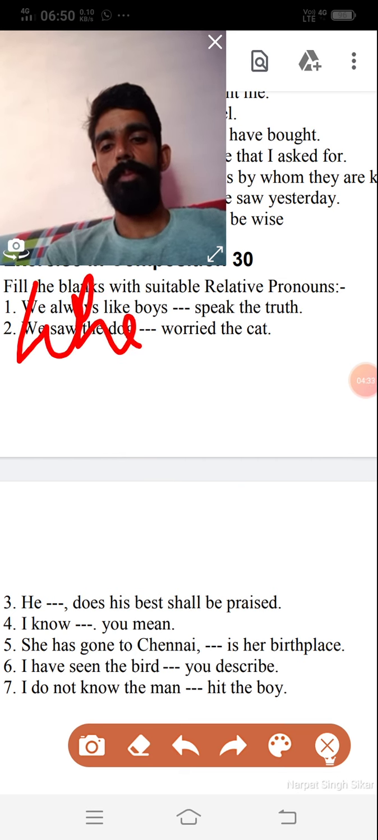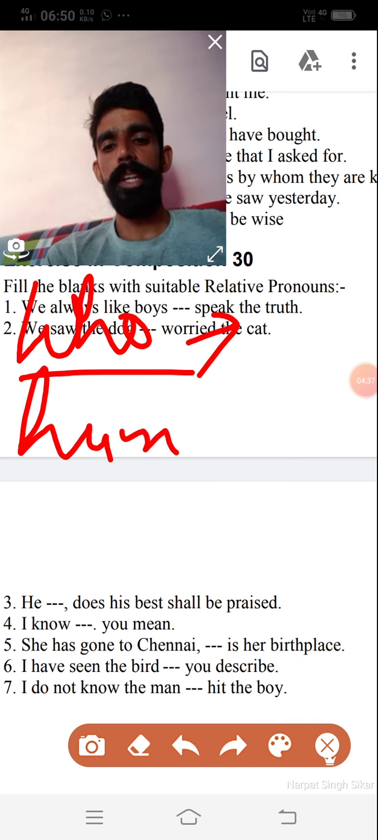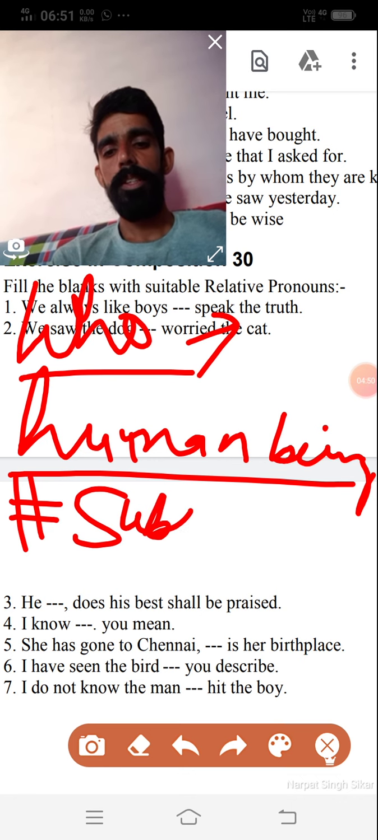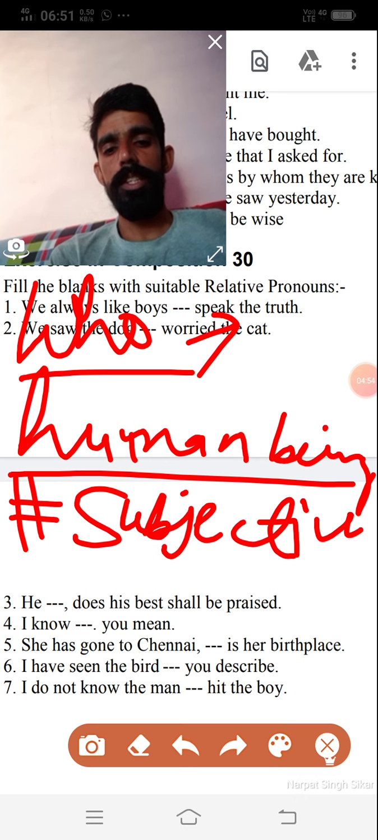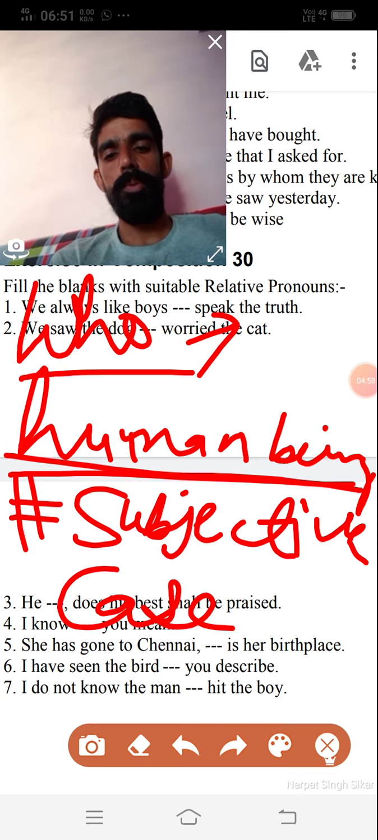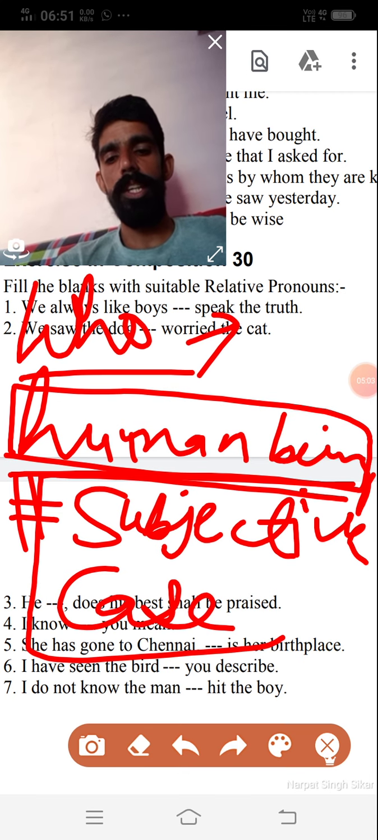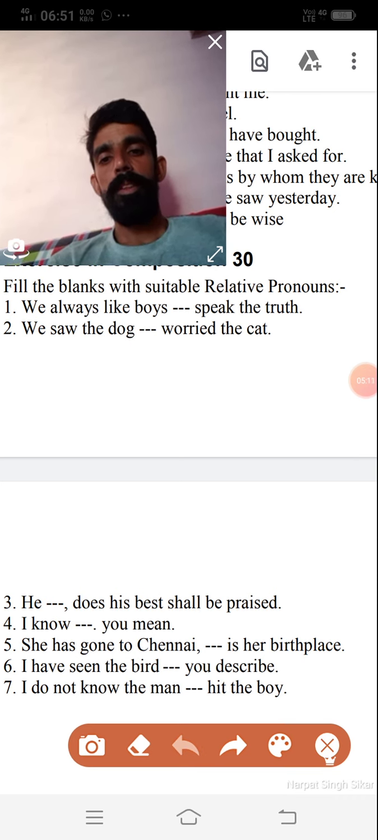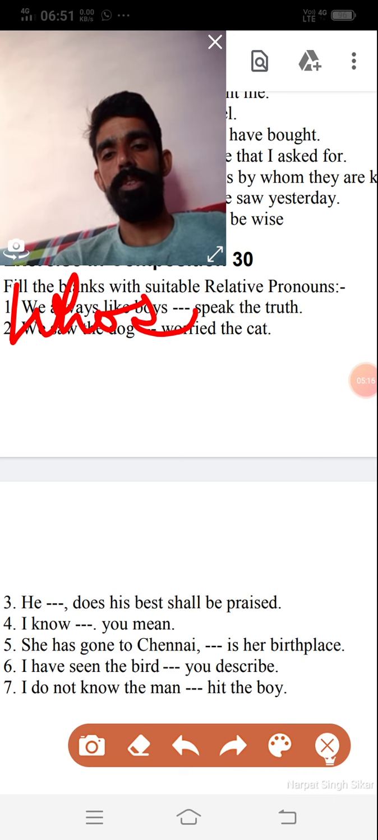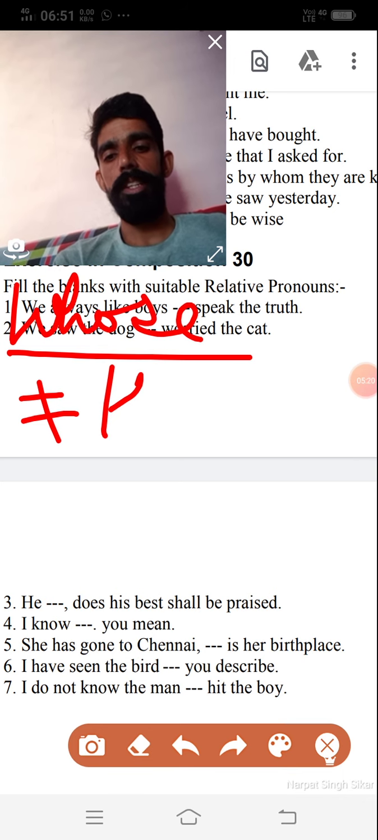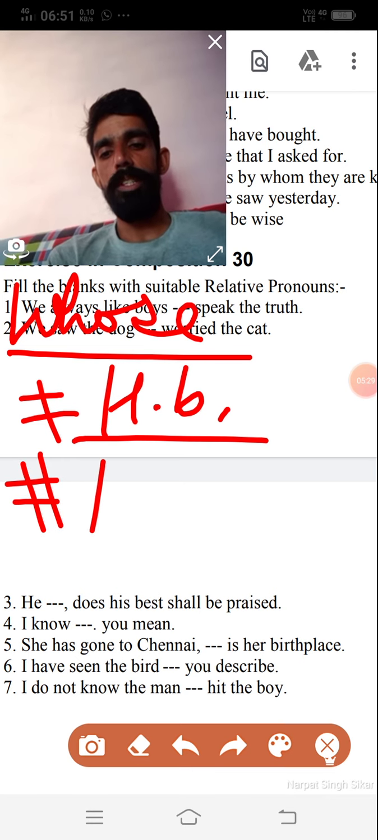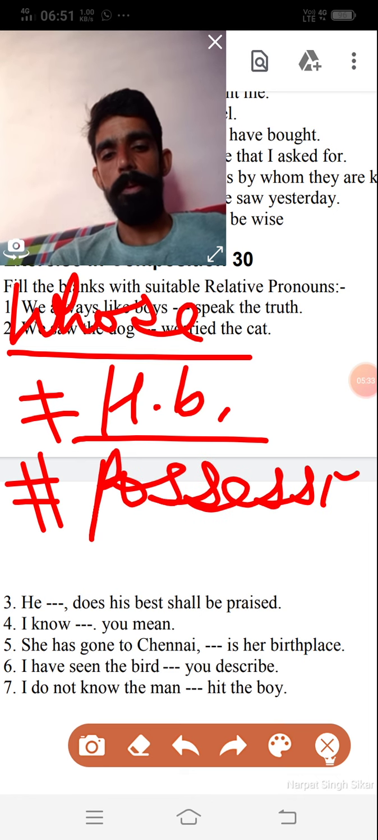The next point is who, which is used for human beings only, and it is used in the subjective case. So this is the relative pronoun which is used for human beings and only in the subjective case. How do we know about the subjective case? It will also be discussed when we discuss the exercise. The next word is whose. Whose is also used for human beings, and the case in which this one is used is possessive. So this is used in the possessive case.